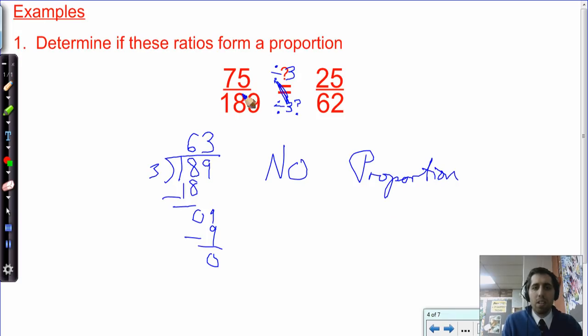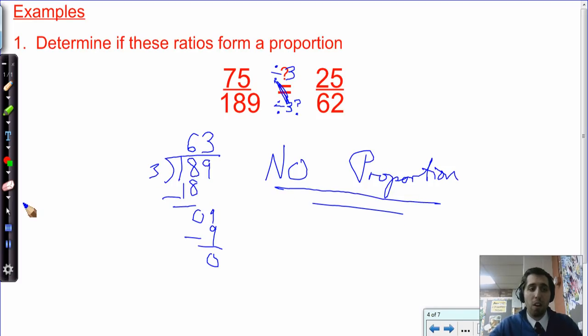Again, the other way you could do it is you could multiply 189 times 25 and 62 times 75. And if you did that multiplication, got two equal answers, then you would have a proportion. We're not going to do that multiplication because we saw an easier way to do it. And we can also say that we already know that it would not be equal. You would not get two equal products because we know that these don't form a proportion.